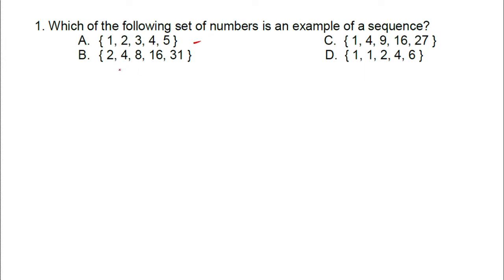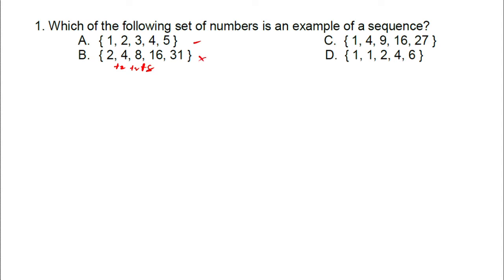However, letter B starts with 2, 4, 8. In the first three terms, the rule is you add 2. However, after the third term, from 8 to 16, you add 8. So there is no pattern here. The rule is that you add 2 in the first three terms, but you add 8 in the fourth term. So this is not a sequence.